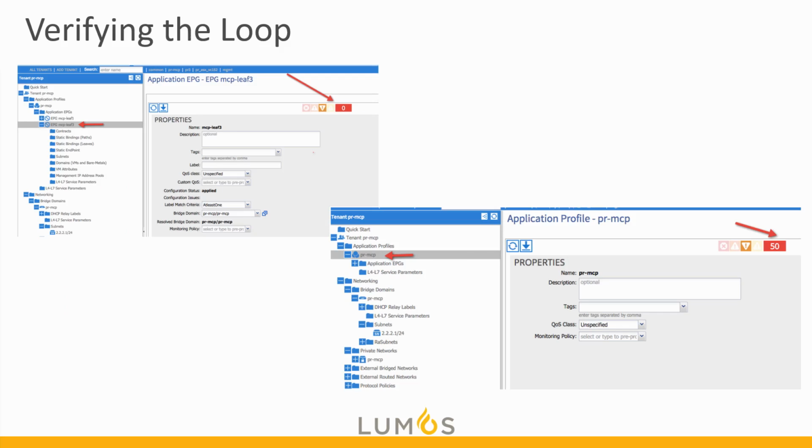So at this point, we should begin to see on one of these switches the health score drop to 0. And it's only going to trigger on one of the leaf switches, so in this case only one of the EPGs. The other one would be at 100%. So if we take a look at the entire health score for the entire application profile, it's at 50% health, because one is at 0 and the other's at 100.